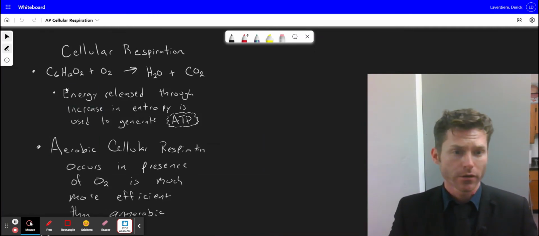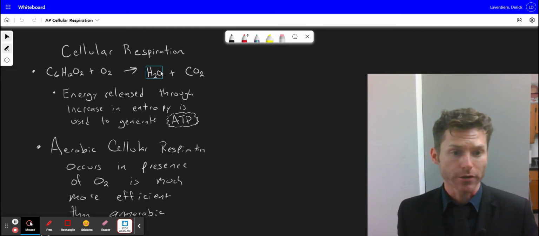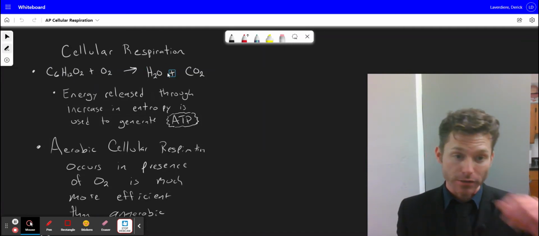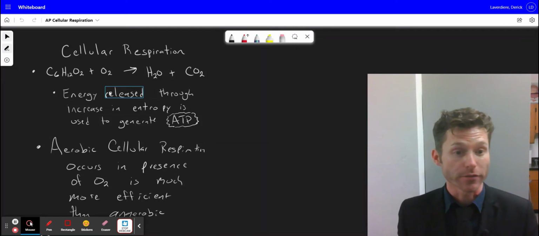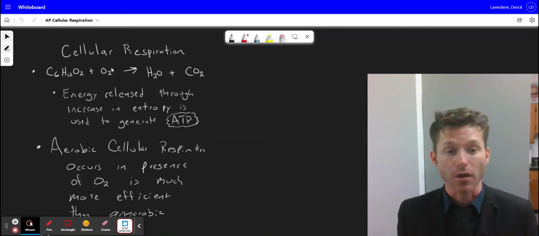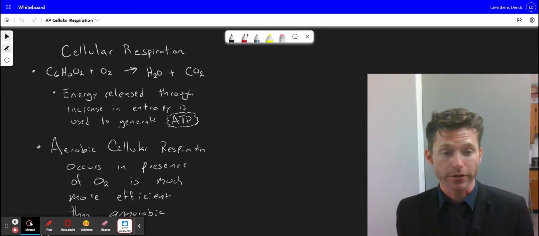And so the general equation for this storyline is glucose and oxygen as reactants with water and carbon dioxide as our products. Now, this particular reaction is for aerobic respiration. Aerobic respiration is respiration that utilizes oxygen. There is cellular respiration that does not utilize oxygen, and that's called anaerobic respiration.